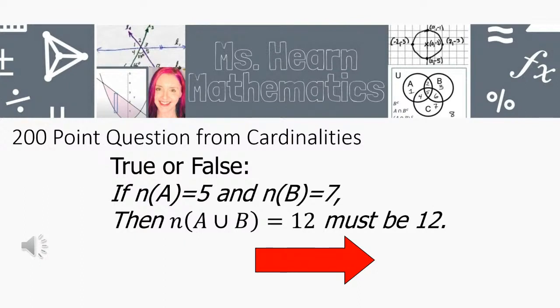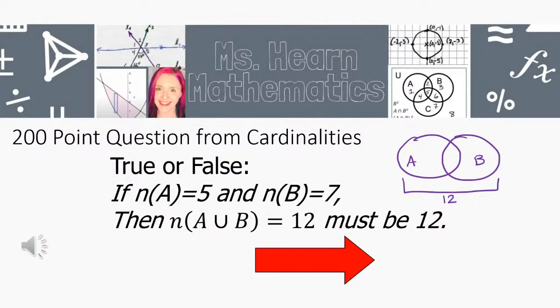Sonia says true. How about Naraya? What do you think? You think it's true too? So here's the situation. I'm going to draw you a picture and see if you stick with your answer. Here's A, here's B. We know that the total number of elements in here is 12. I'm sorry, we want to know if it has to be 12. If the number of elements in A, you change your answer? Why do you change your answer?